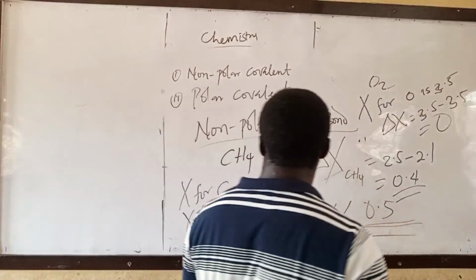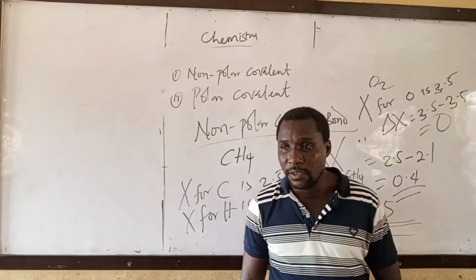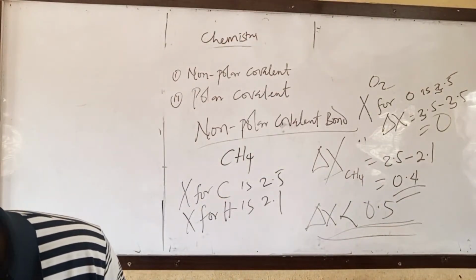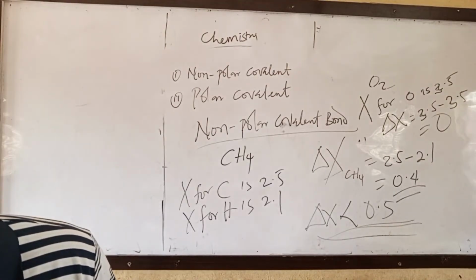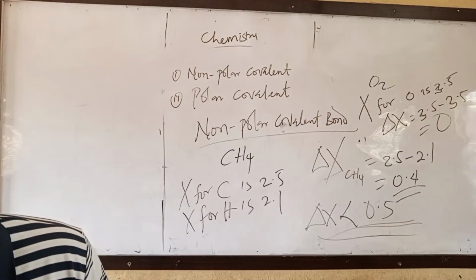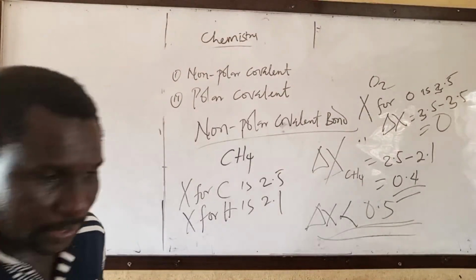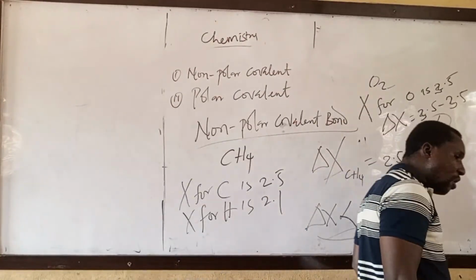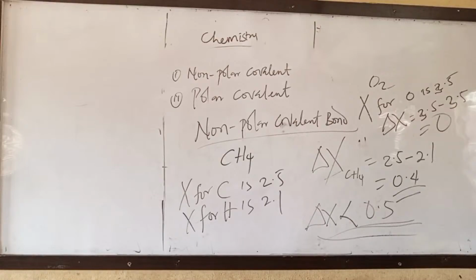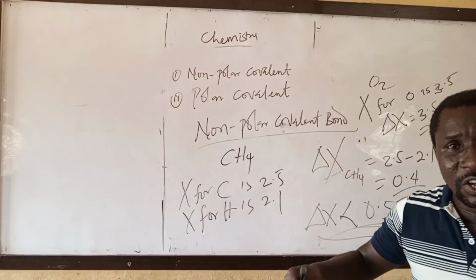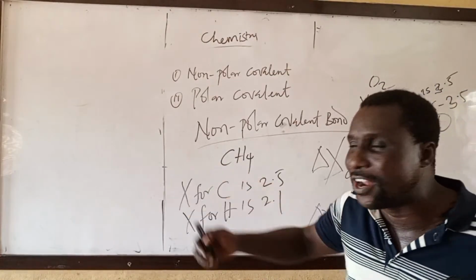Okay, let's go to polar covalent now. A polar covalent bond occurs when electrons are shared unequally.